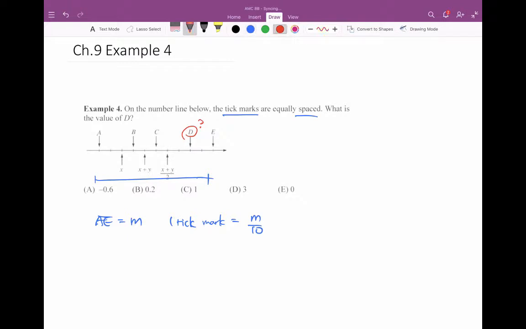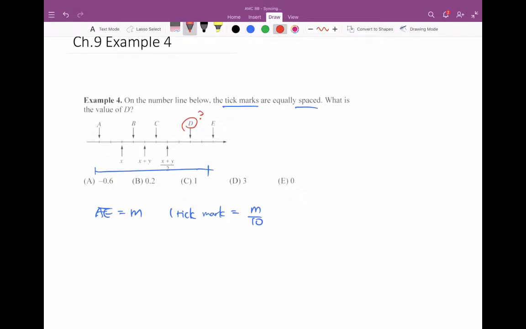So I verify that. And then look for y. How do we find y? Well, if you subtract x plus y minus x, you get this length between them. We don't know how long the x is, but we can find the length of y in terms of m. So when I subtract x plus y minus x, I get 2m over 10 because I have 2 tick marks, so multiply 2 on m over 10, the 1 tick mark here.